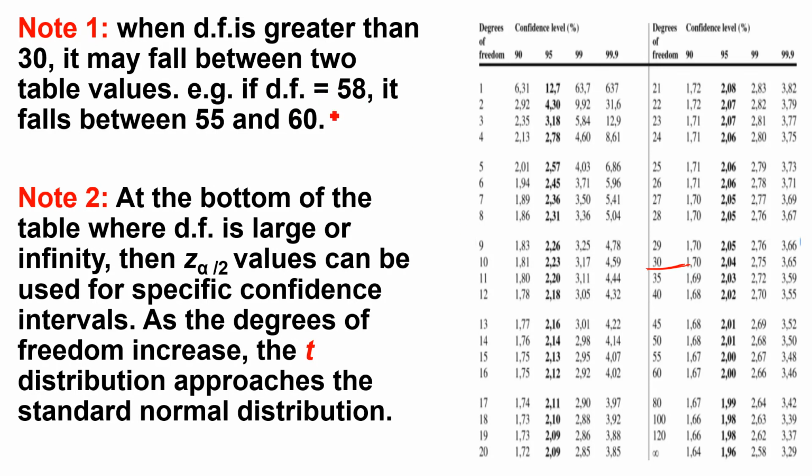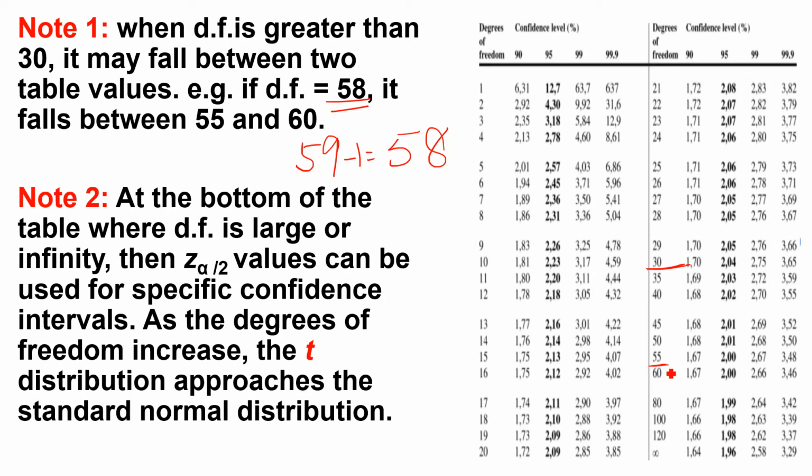So here I said 60, right? Suppose my degrees of freedom is 58. If I ask you what the sample size is, the sample size is 59, because 59 minus 1 is equal to 58. So in the table, we do not have 58 here. We have 55 and 60, which means 58 is between these two.